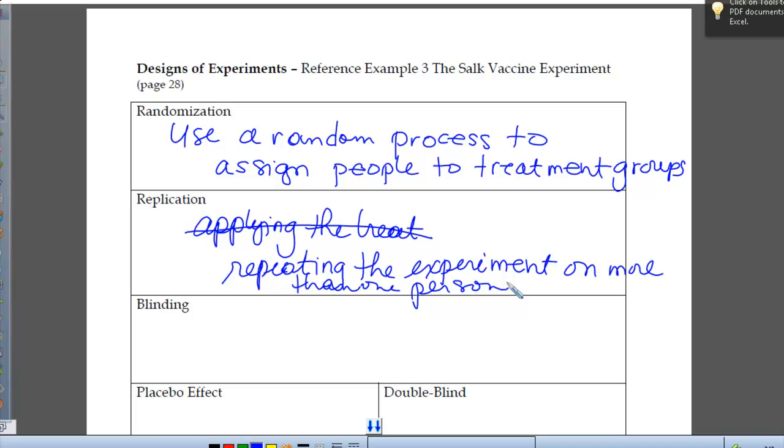Replication can also mean repeating the experiment more than once on your whole data set. Okay, just because you got these results where it looks like the vaccine was effective, if we repeated this, would we get those results again? Okay, so replication can mean repeating it on more than one subject, or it can mean repeating this entire process.